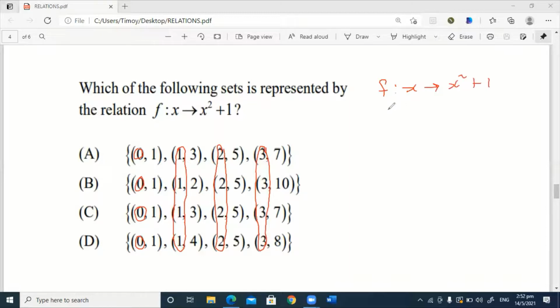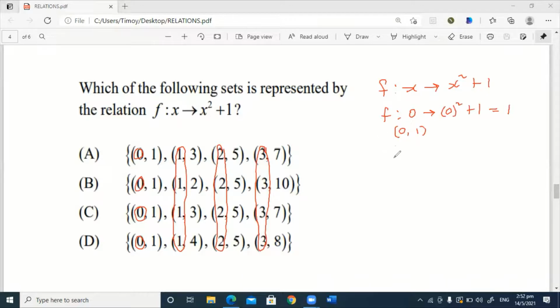So we're saying that when we find f of 0, what does 0 map onto? We're just going to replace x with 0. So that becomes 0 squared plus 1. What is 0 squared plus 1? That's going to equal 1. So 0 is mapped onto 1. But as you notice, all the options over here have 0, 1. So the first one is going to be 0, 1. That's what we know. Let's do it for the second one now.